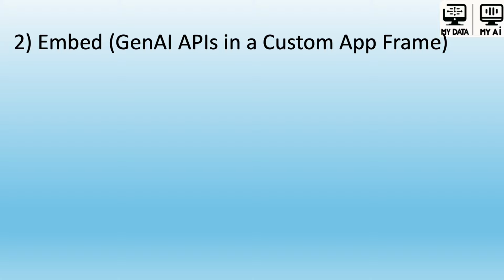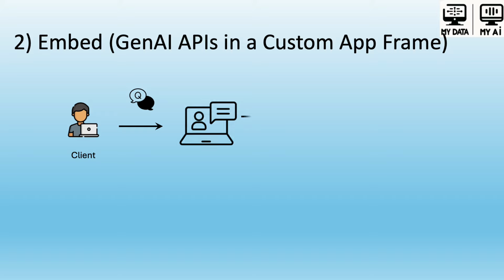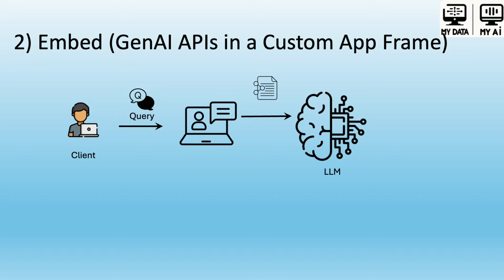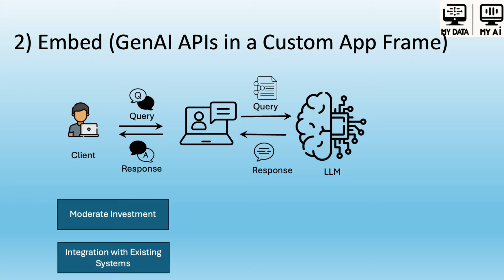You can have your own custom application and let the application communicate with the LLM through the API. With this method, you need to have some investment, but it gives you more flexibility in your approach. You are also able to communicate with other applications through your custom-built framework.